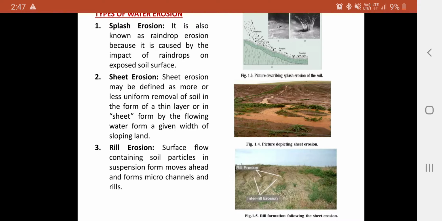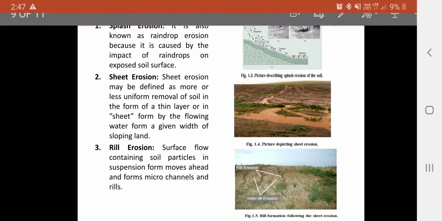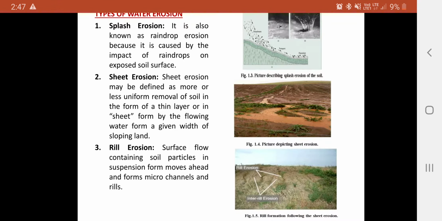I welcome you to today's lecture about the types of water erosion. Today's topic of the lecture is the different types of water erosion. There are various types of water erosion, about six types.